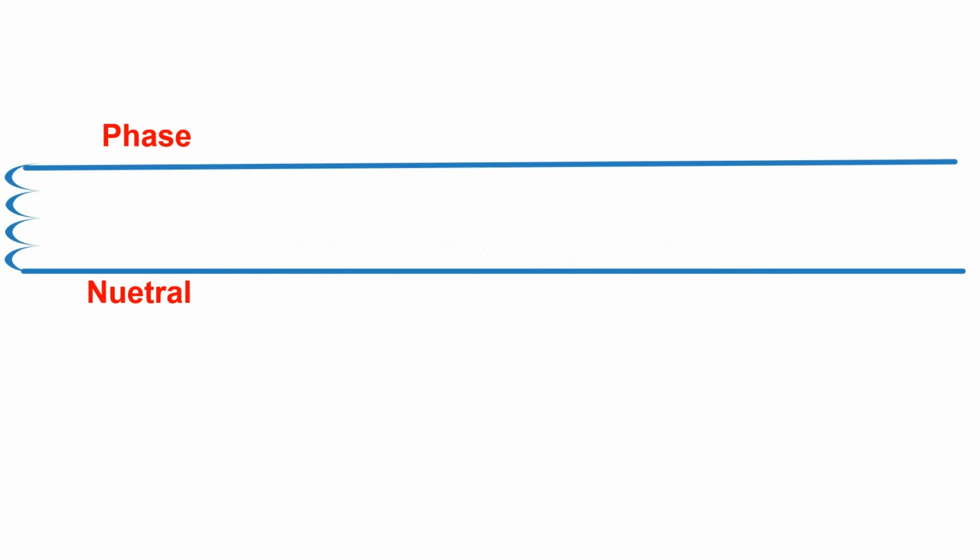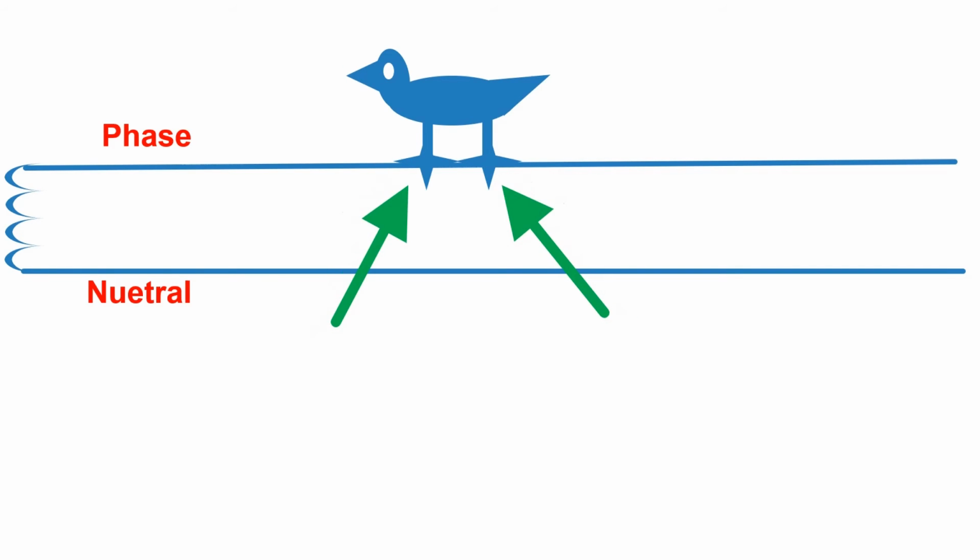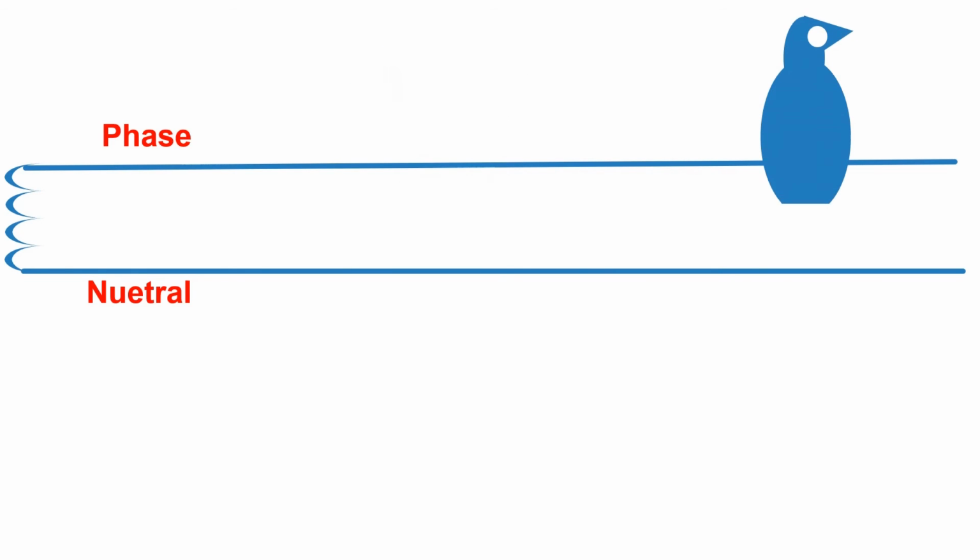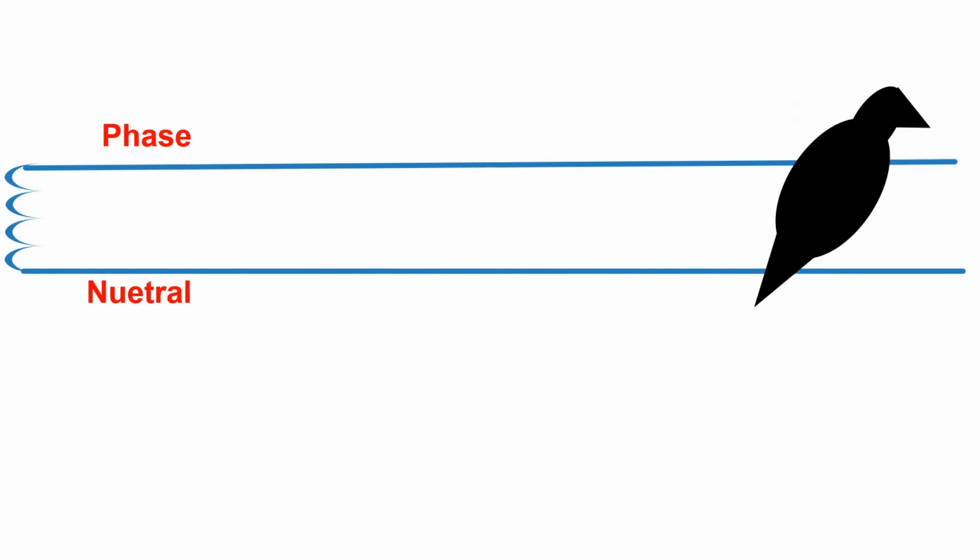Now look at this situation, where a bird is just staying on a phase wire. Consider a bird sitting on a live phase wire, as you see here. Since its legs are at the same potential, the bird will not feel shock, and it is safe. Now when the bird touches both phase and neutral wire together, there will be a huge flow of current, and the bird will die eventually.